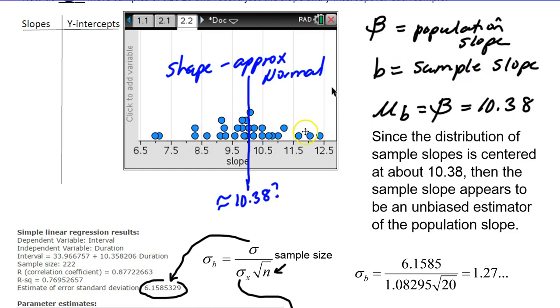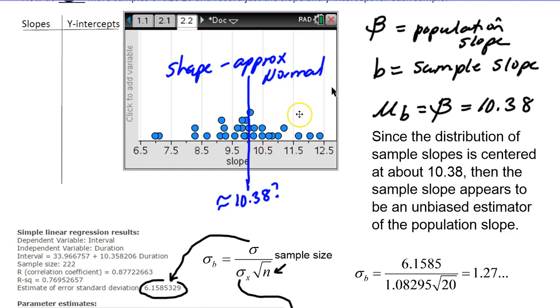So when we look at this, our population slope was 10.38, and when we look at all of our sample slopes, they seem to cluster quite nicely around about 10. So it looks very probable that the sample slope is an unbiased estimator of the population slope. We'll look at a larger sample of sample slopes in just a minute. Now, what about the spread?